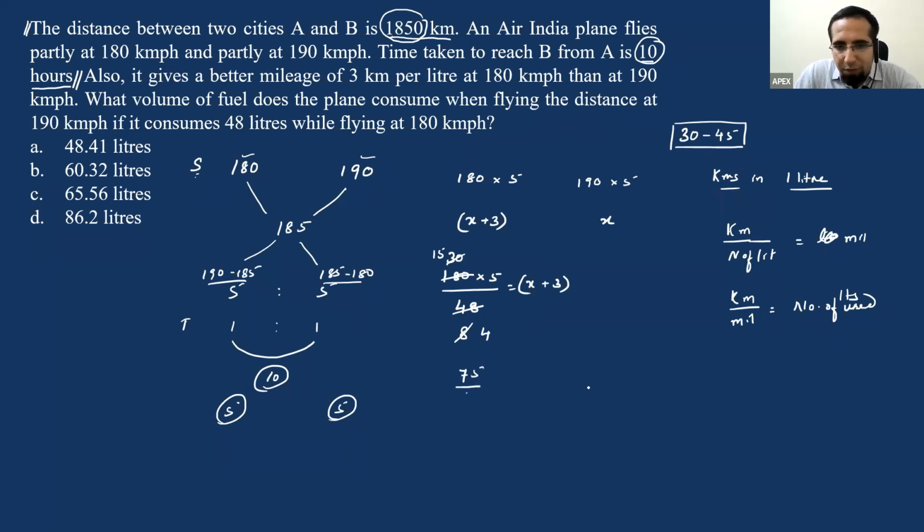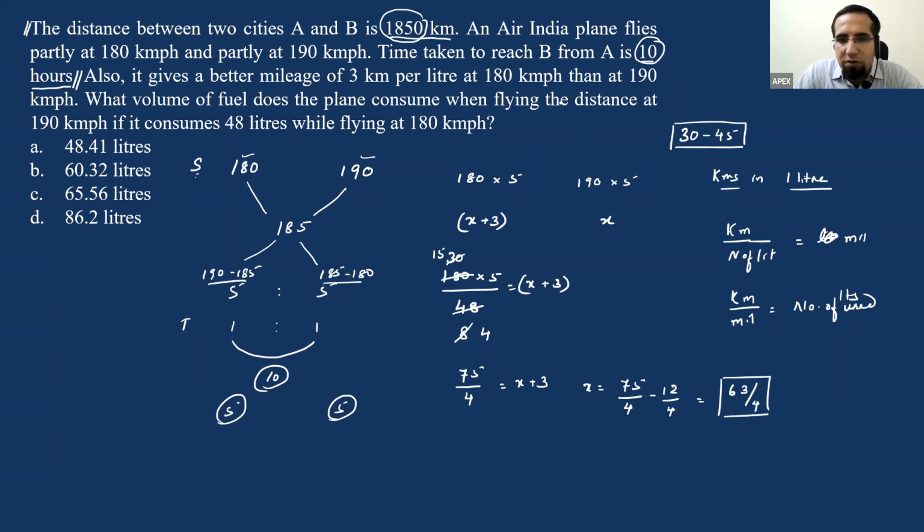Or what is the value of X from here? The value of X from here is 75 by 4 minus 3, minus 12 by 4. Clear? Which will give us how much, guys? 63 divided by 4. So this is the mileage.